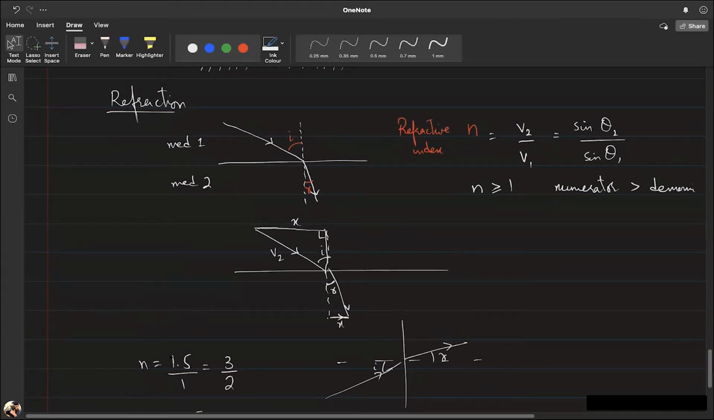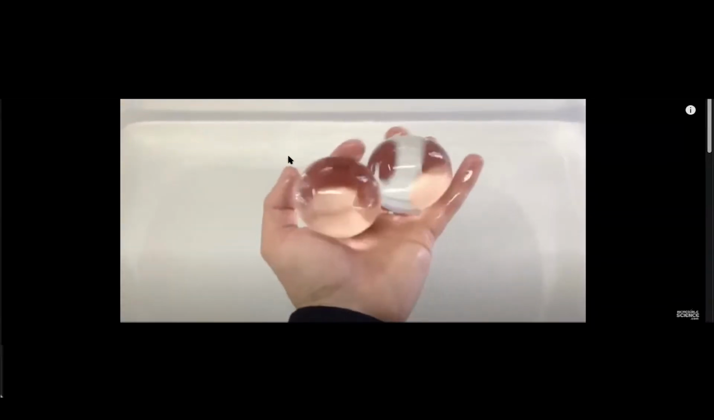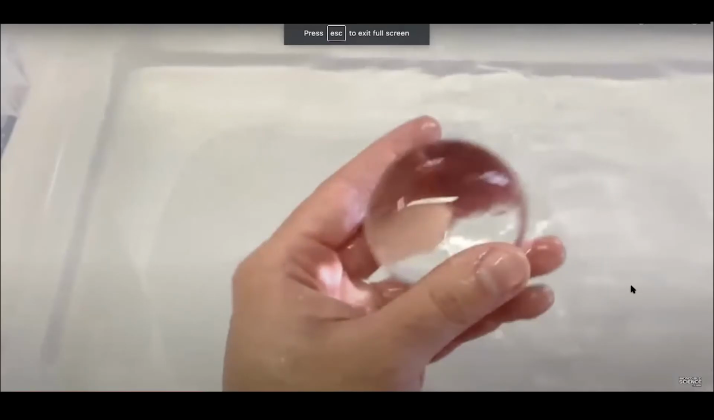So for example, there was this really cool video that I saw somewhere. Let me find it. Yeah, so if you look over here, these are some polymer balls that this guy is holding. n is a ratio, it doesn't have a unit. So notice what happens. That one has simply become invisible.